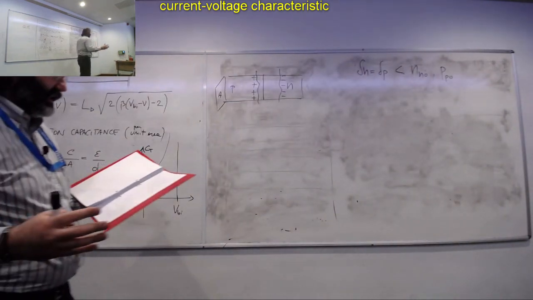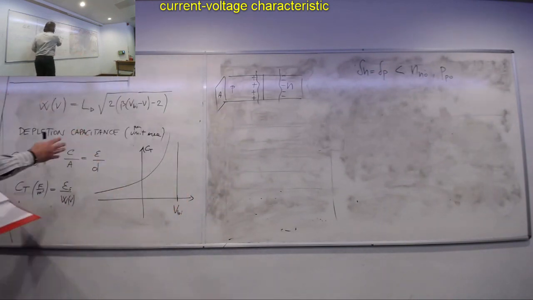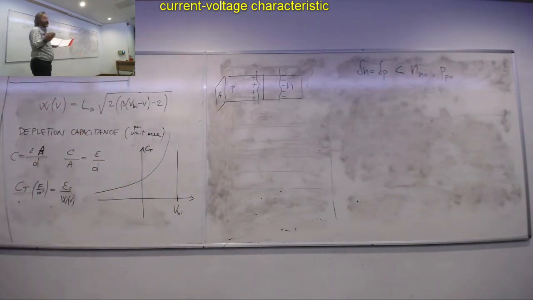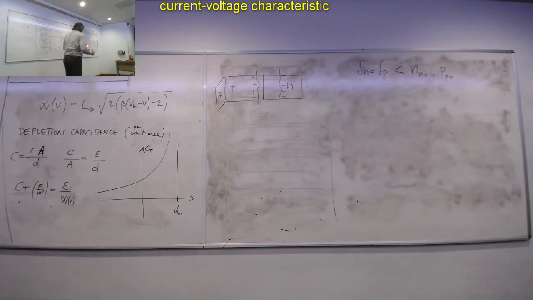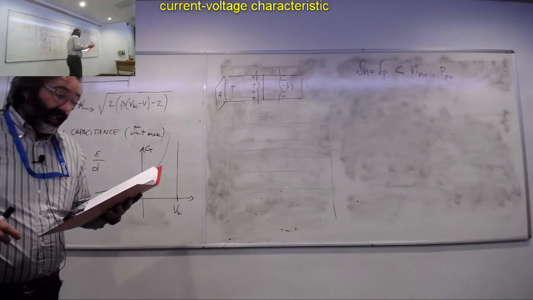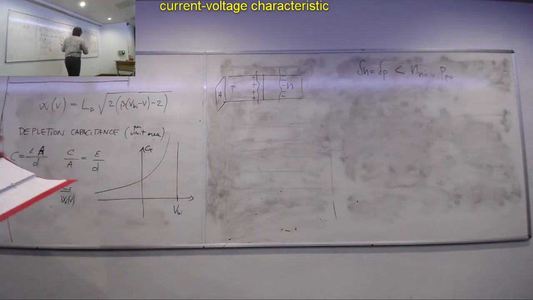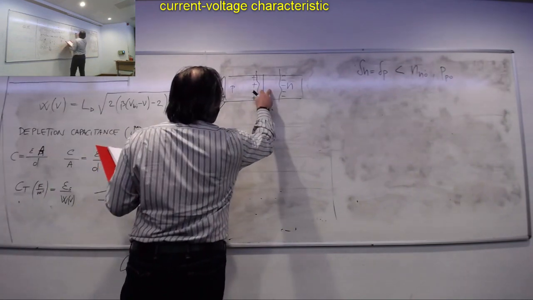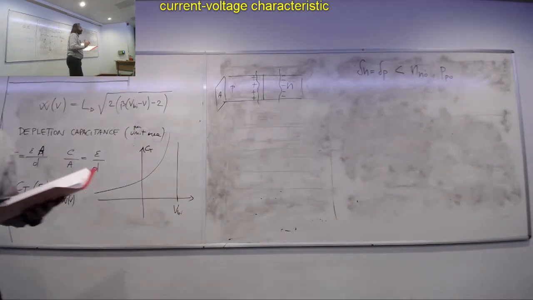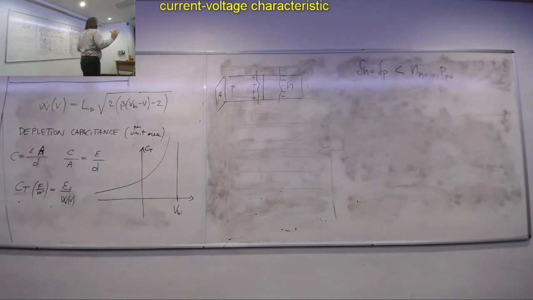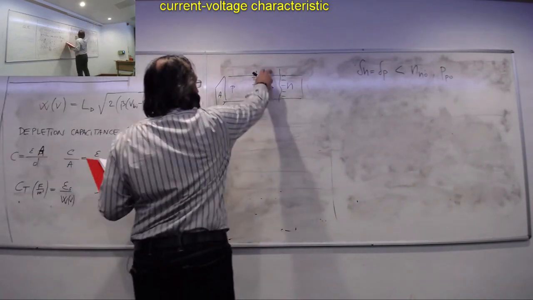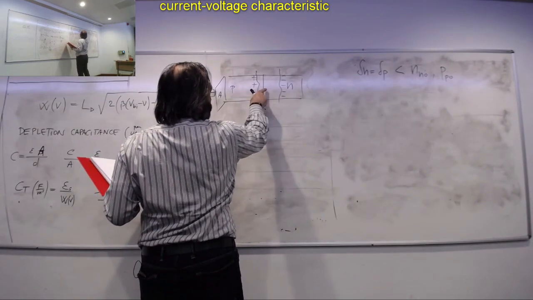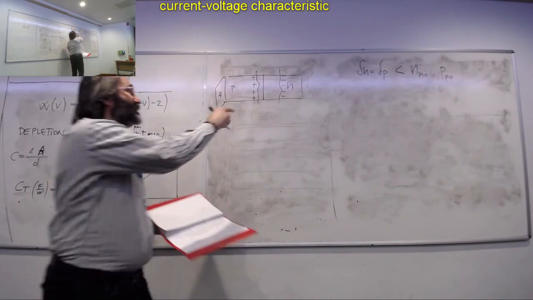The other thing is we will keep assuming the abrupt depletion approximation just because it makes things so simple. And the other thing is that we will assume that within the depletion zone, there is no generation of carriers. This is free of carriers. If there are carriers, they are coming from this side or that side, but nothing is being generated in here.